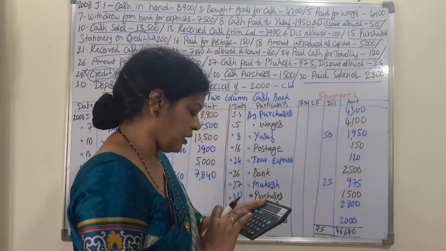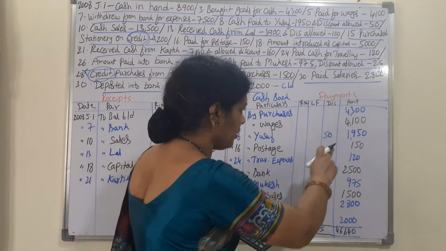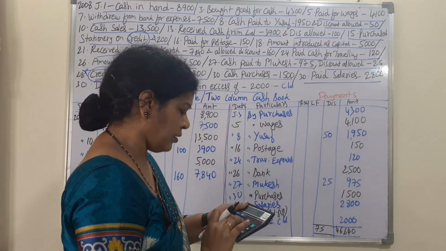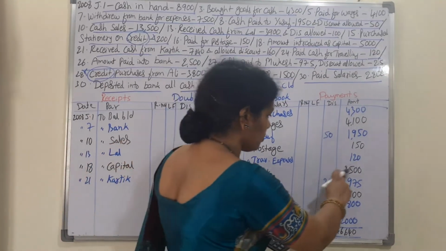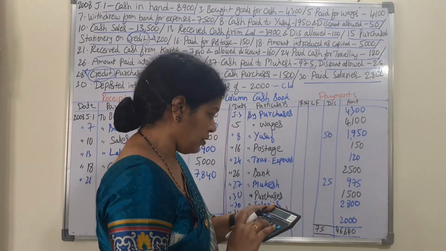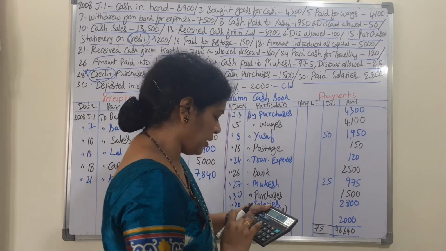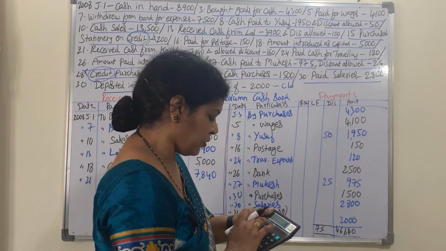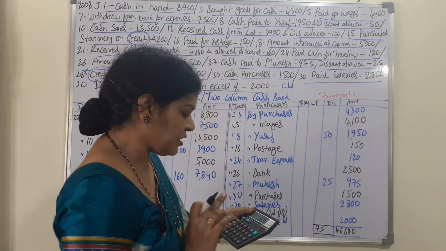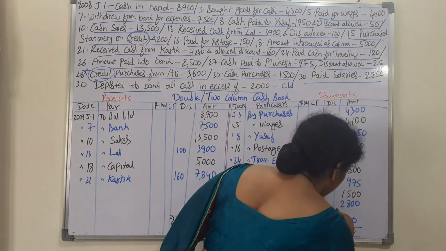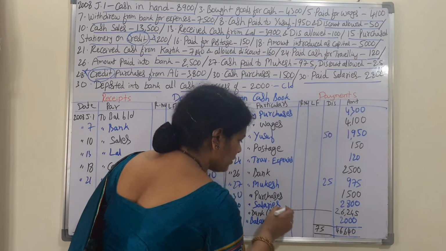46,640 minus 4,300 minus 4,100 minus 1,950 minus 150, 270 I'll take. 270 minus 2,500 minus 975 minus 1,500 minus 2,800 minus 2,000. It comes to 26,245. So this is the balancing figure.